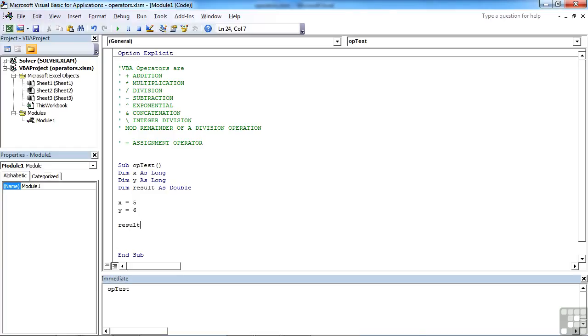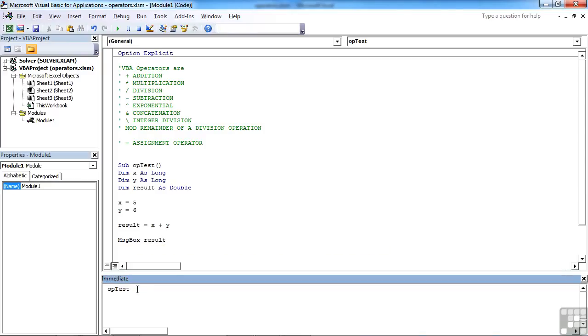And then result equal. So we've seen here the assignment operator. We are assigning 5 to x and we are assigning 6 to y. We're then going to assign the result of some calculation to result. Now our calculation, let's use these in order, is x plus y, and we'll output the result in our message box so we can see if it works.